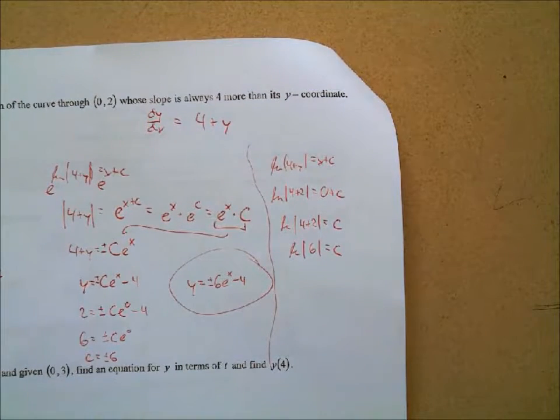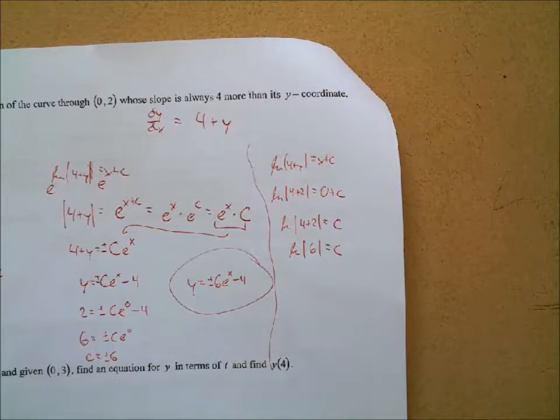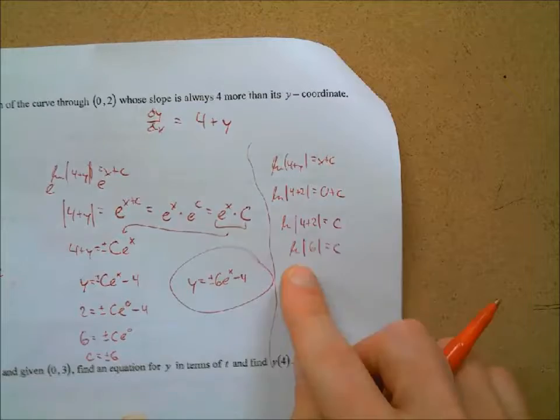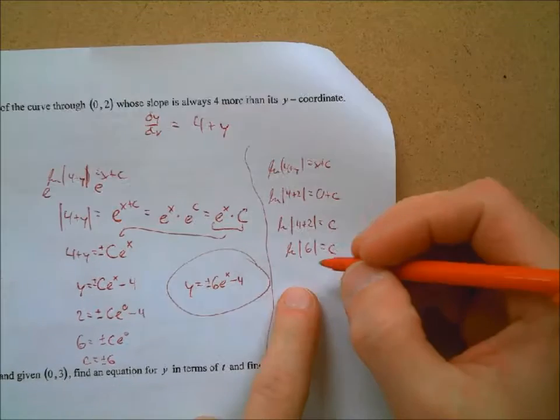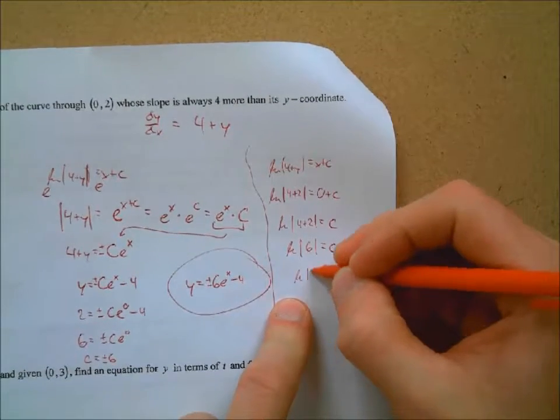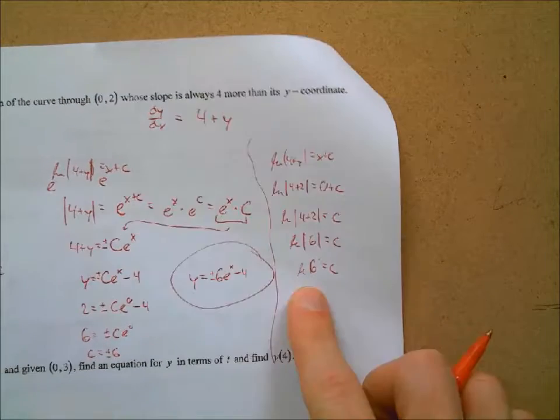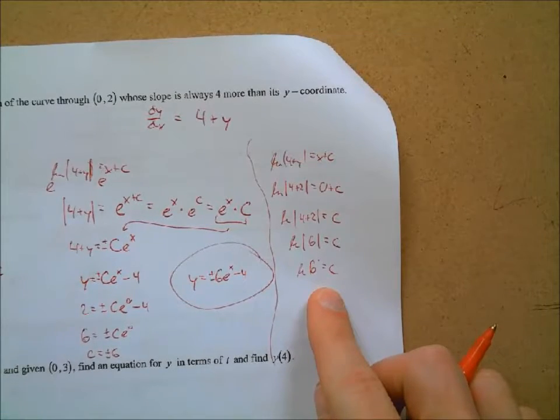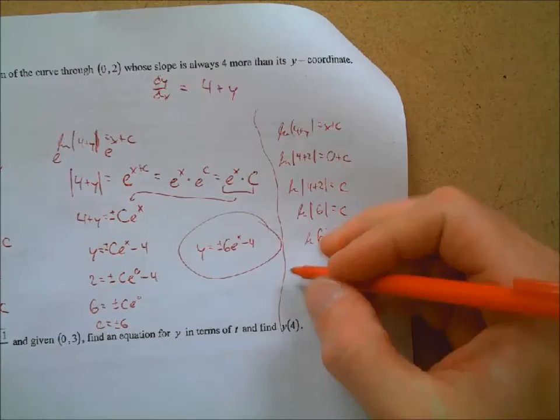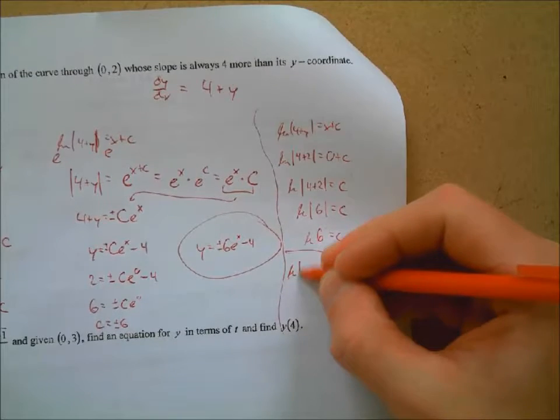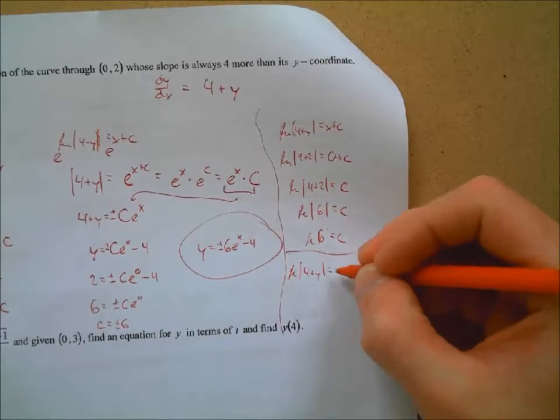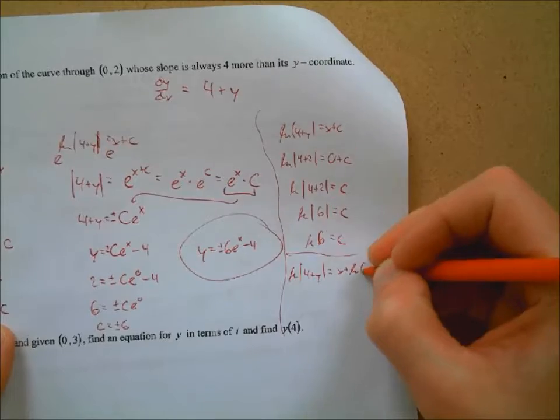Okay, and so then, I think I see what you're saying. Then the plus or minus isn't there anymore, is what you're trying to say, right? Because the natural log of absolute value of 6 is just natural log of 6. So anyway, you got this okay, right? And then you had some issues with the other parts, yes? Okay, so, natural log of the absolute value of 4 plus y equals x plus natural log of 6, like that.